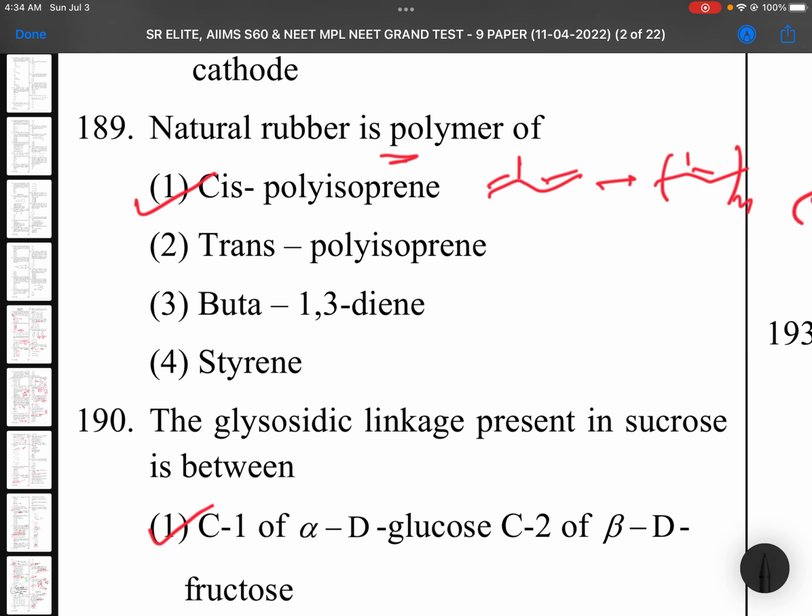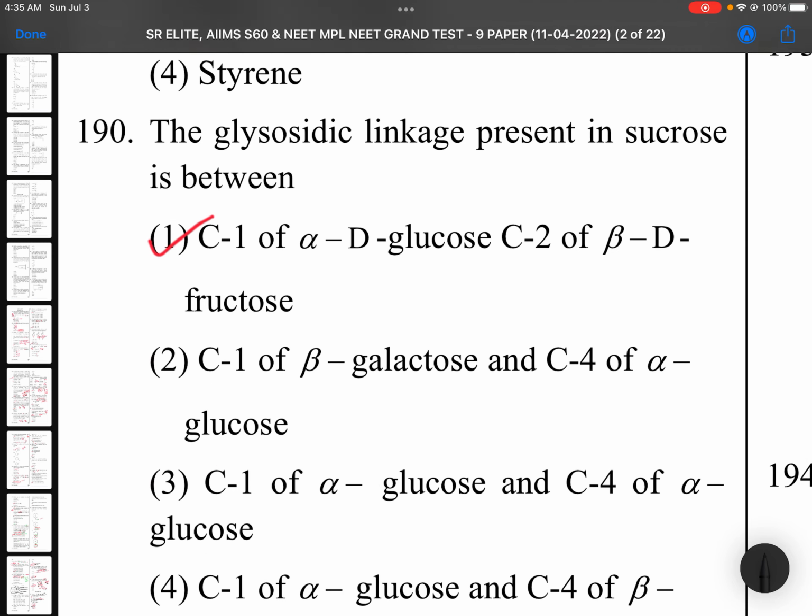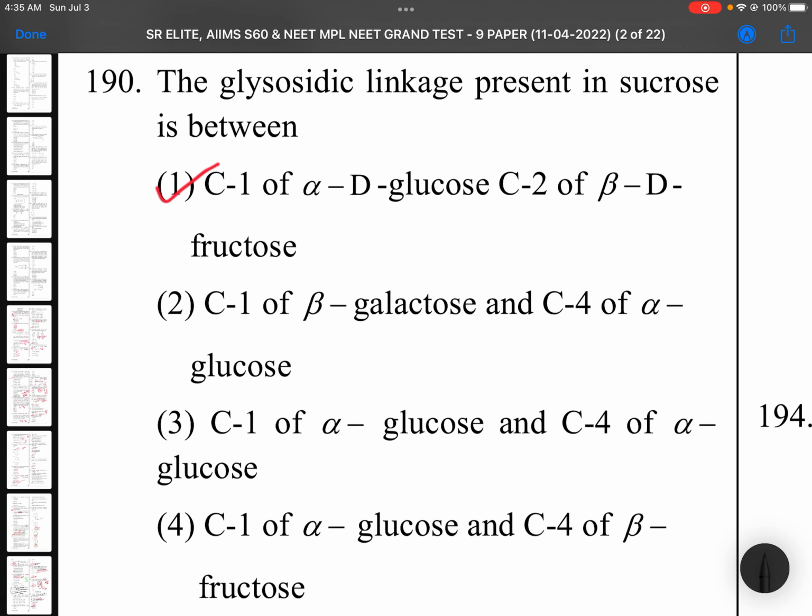Natural rubber is a polymer of cis-polyisoprene. Direct question. Polymers, completely memory based. The glycosidic linkage of sucrose, okay, same again, is between C1 of alpha-D-glucose and C2 of beta-D-fructose. This is a regular question, very regular. Biomolecules, NCERT, class 12.